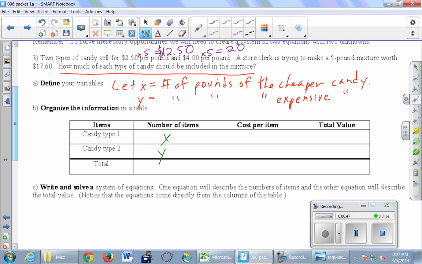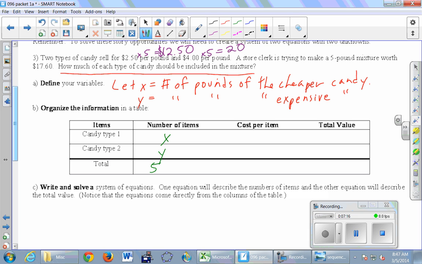Okay, and then the total. Now, you could just say X plus Y, and that's a good way to think about it. But generally, the stuff in the bottom row here is just numbers from the problem, not variables that we made up. So what's the total number of candy? Is 5 what? 5 pounds, right? That total is the total weight that we're interested in here. So we're almost always going to be putting numbers in that bottom row from the problem.